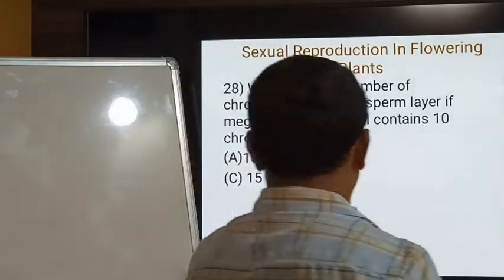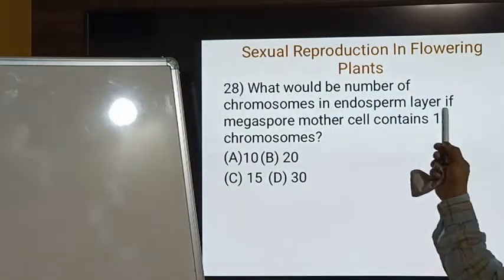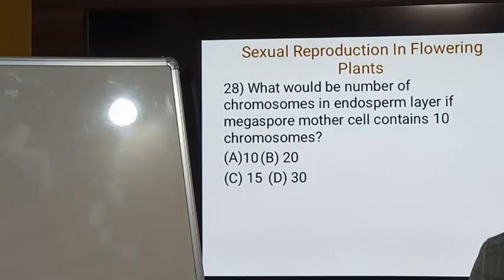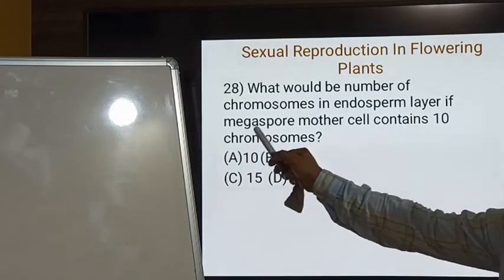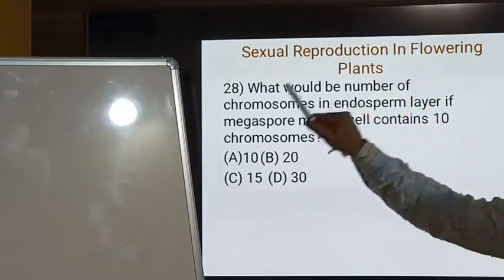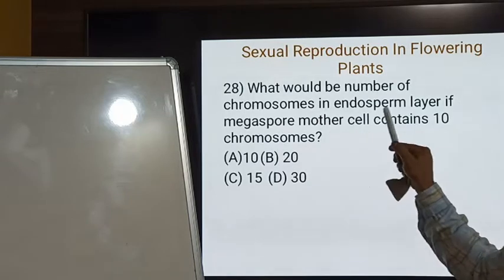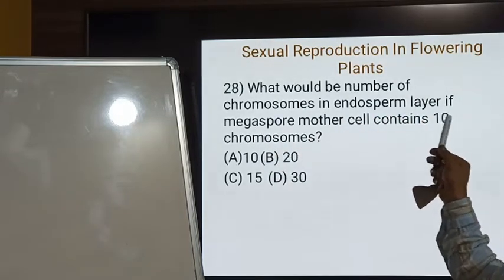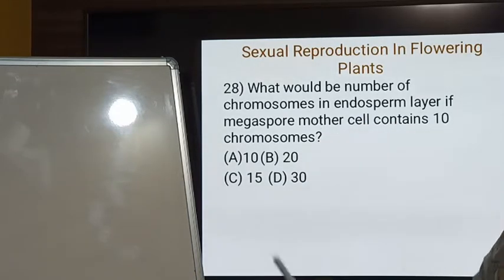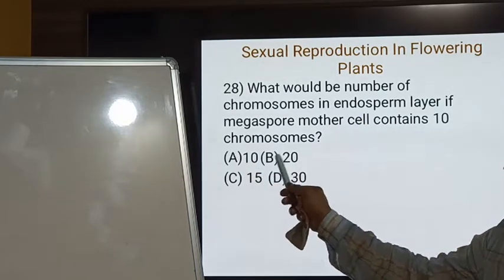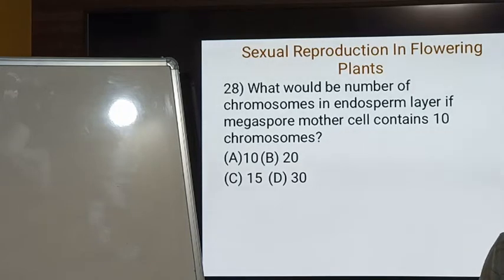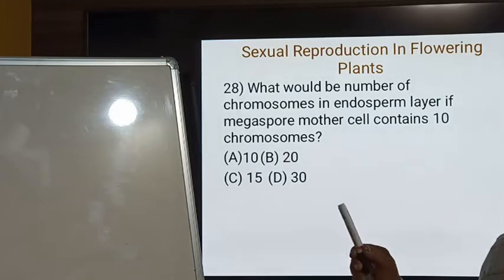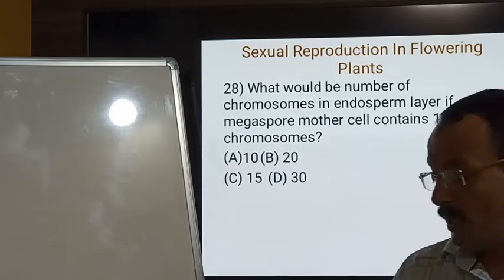What would be the number of chromosomes in endosperm if the megaspore mother cell contains 10 chromosomes? The point to be noted is megaspore mother cell. What would be the number of chromosomes in an endosperm cell if the megaspore mother cell contains 10 chromosomes? They have given 4 options: 10, 20, 15 and 30. So these are very brain teasing questions. We have to work it out.